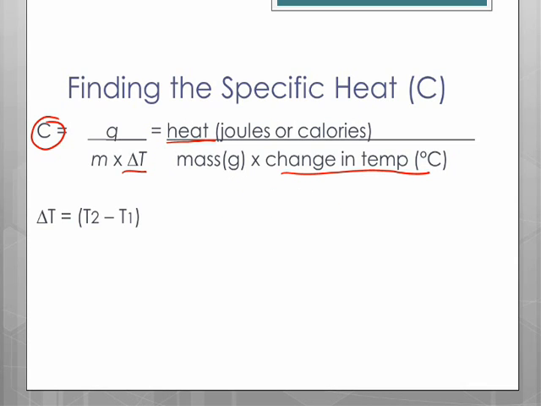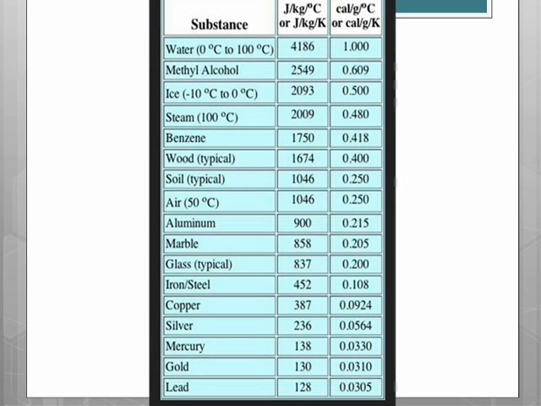C is something you can figure out. C we can usually look up in a table. So here's the value of C, specific heat capacity. Here we can see the specific heat capacities in joules, but also in calories per Celsius or calories per Kelvin. Here's joules per Celsius or joules per Kelvin.